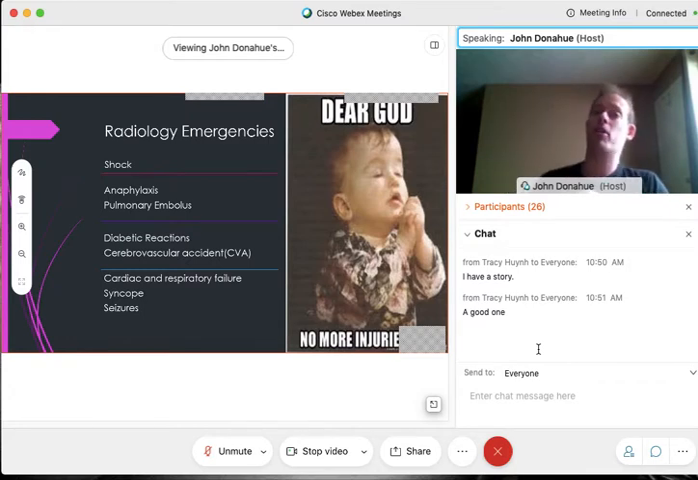So what are some of the emergencies that we're going to go over in this chapter? Well, these are the ones that we're going to focus on more clearly and in more detail. That's going to be shock. We're going to spend quite a bit of slides on shock because there are several types of shock. Anaphylaxis, pulmonary embolus, diabetic reactions, something that we encounter a lot in the hospitals and in our own personal lives. I'm sure everyone here knows someone who is diabetic. It's a very common condition. Cerebrovascular accidents, what we call a CVA, that's the shortened term. Cardiac and respiratory failure, we're going to see that constantly.